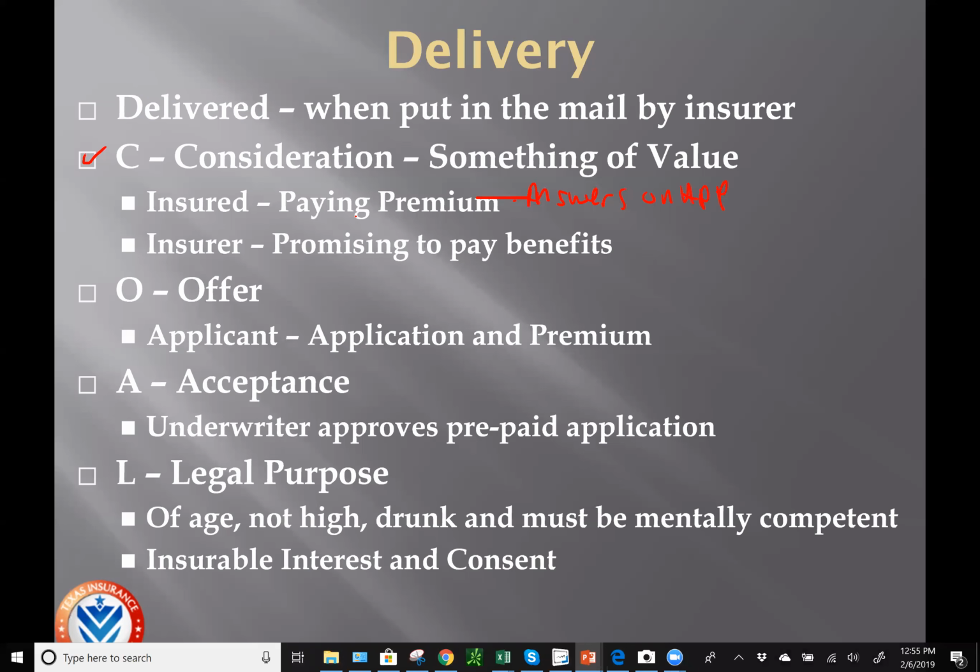And then for life insurance to be considered legal, these two elements have to be there. Both insurable interest, remember the policy owner has to have insurable interest in the insured, but then they also have to have the consent of the insured to take out the policy. So both insurable interest and consent must be there.